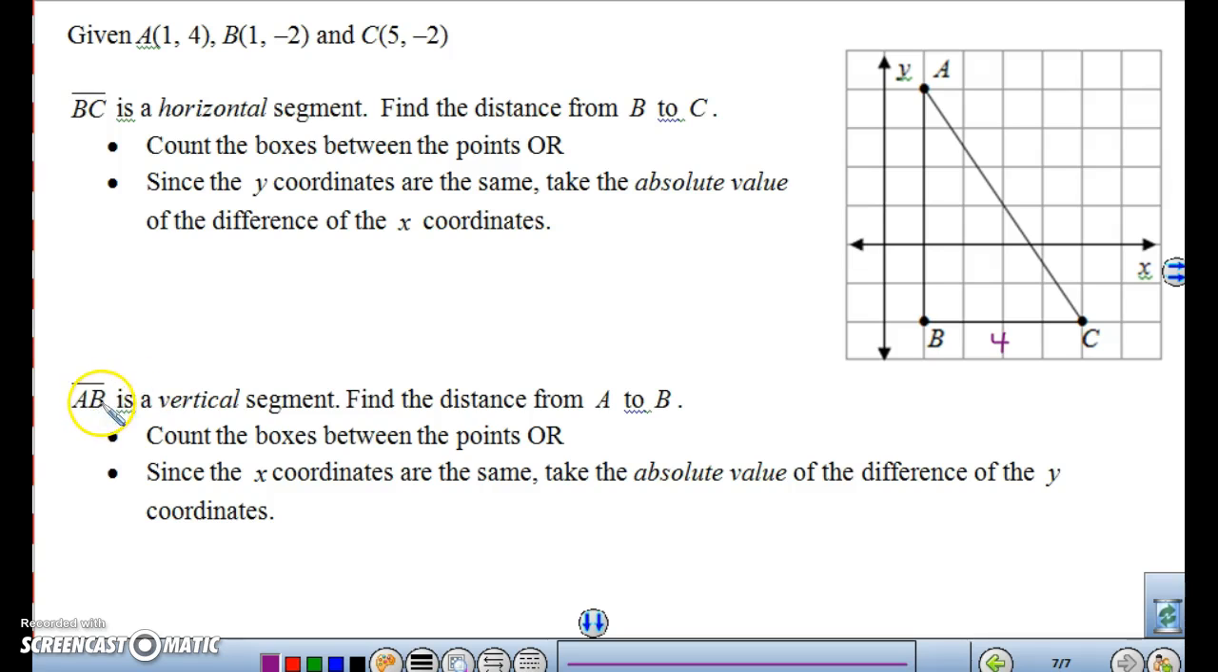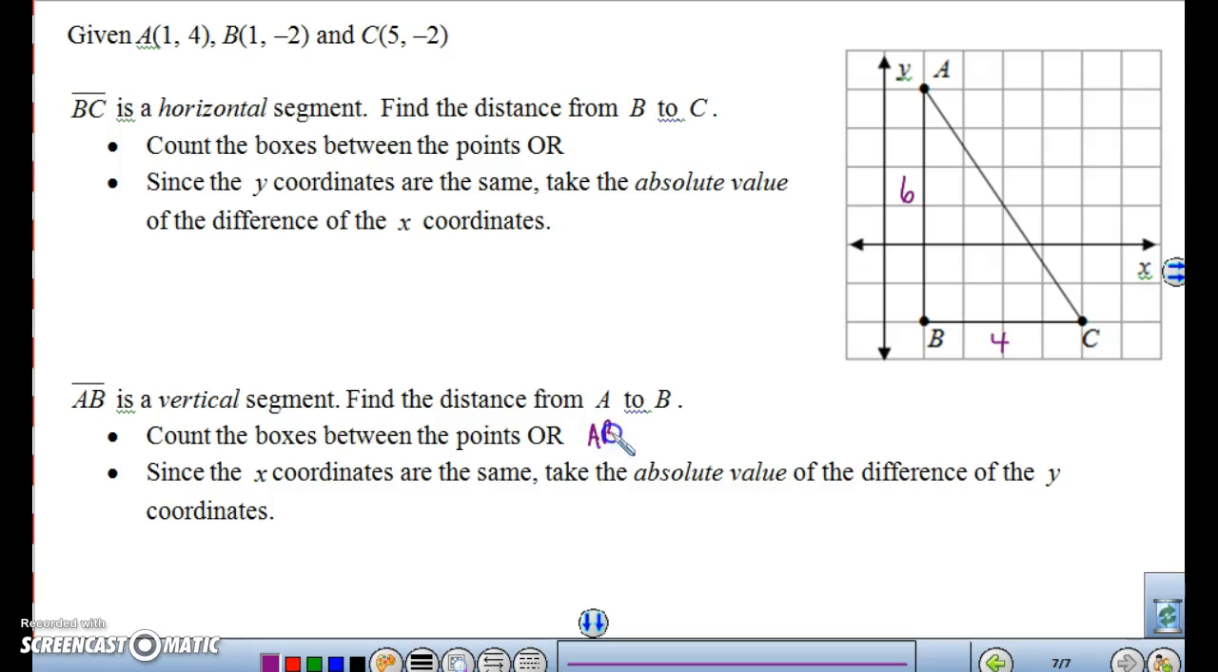Now we found that the distance from B to C was 4 because that is a horizontal segment. Now let's look at AB. AB is a vertical segment. It is the distance from A to B. Again, notice one of your coordinates is the same. The coordinate for A is (1, 4), B is (1, -2). The x coordinates are the same. So we can actually just count the difference between the y's. So count the boxes. 1, 2, 3, 4, 5, 6. So this side from A to B is 6.